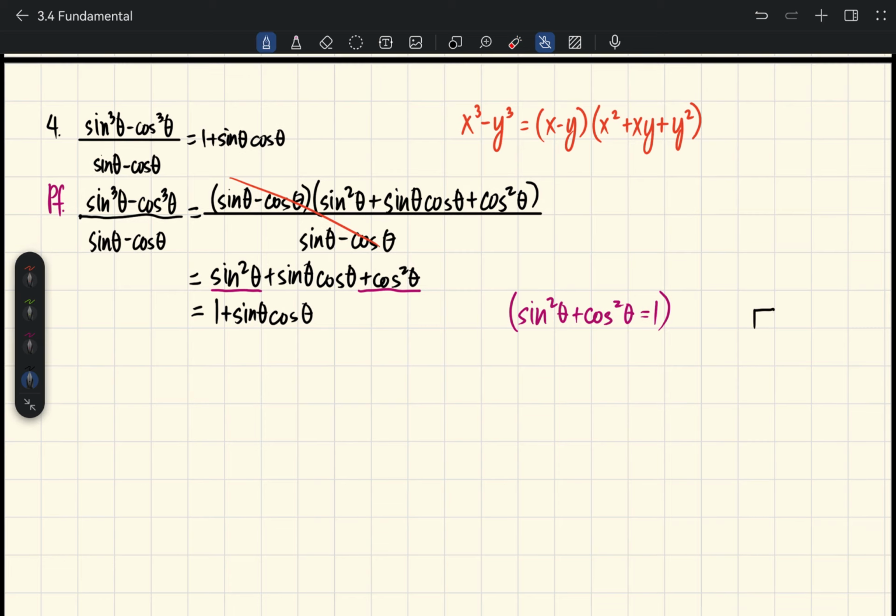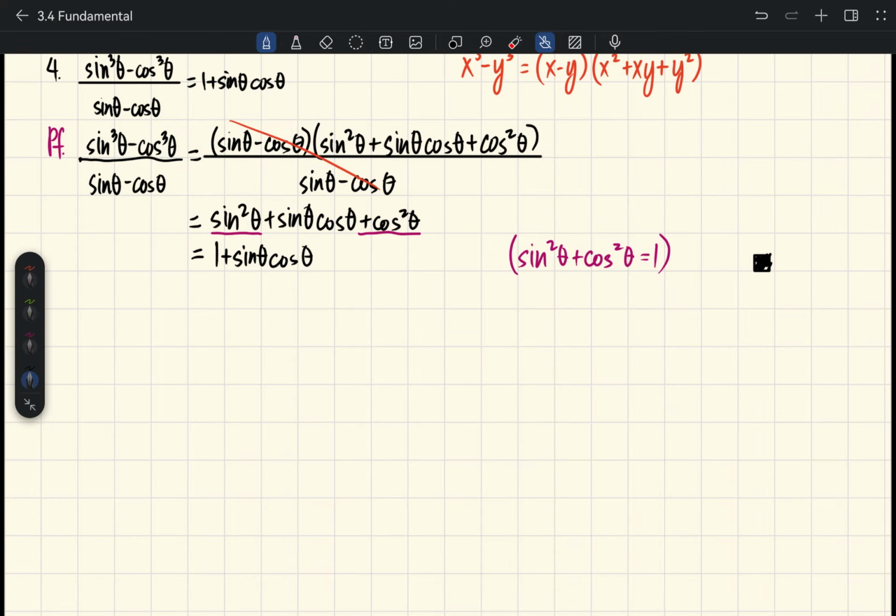Number 4 is quite simple, provided that you're familiar with the factoring schemes from basic algebra. So that's a sign for you to recall as well your basic knowledge in algebra. Okay?